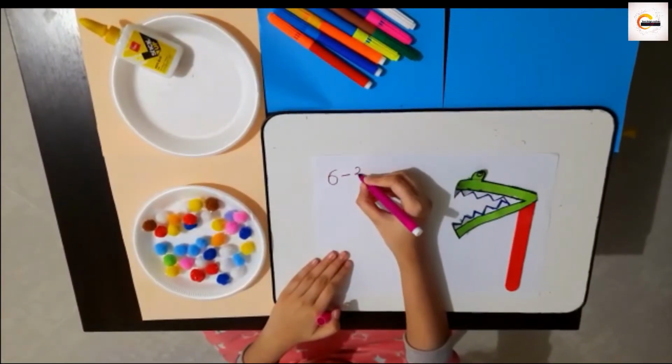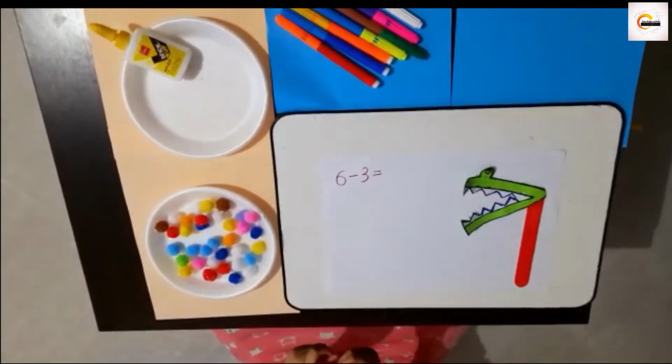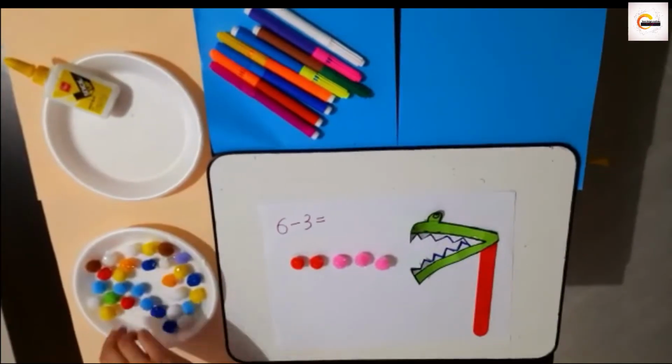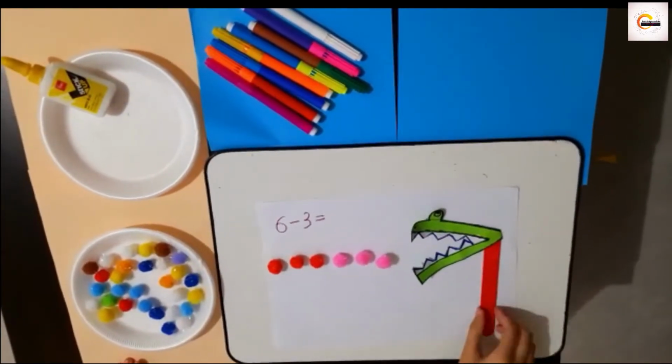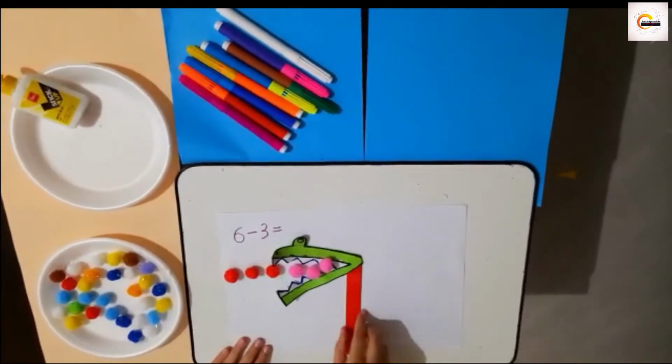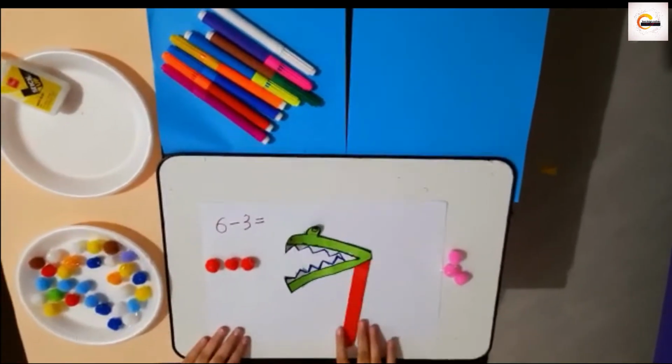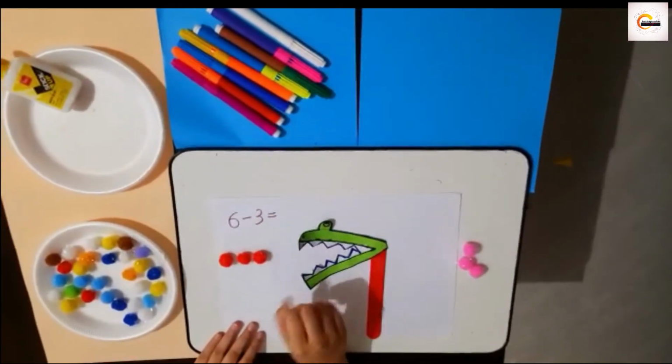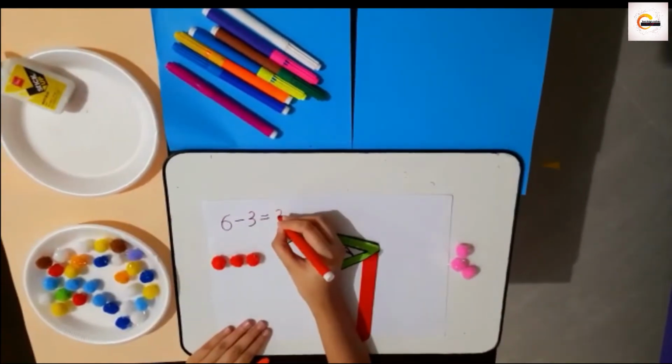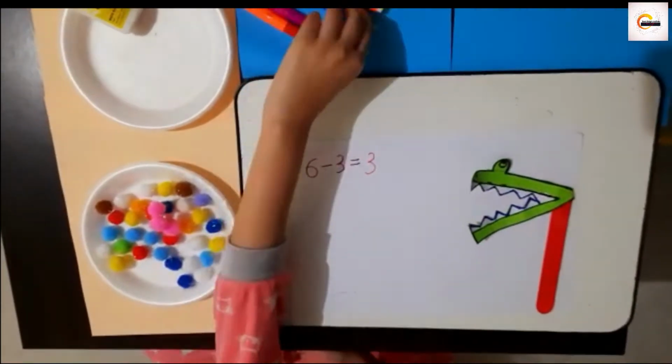Mr. Big Mouth Crocodile loves to eat gumballs. There are 6 gumballs. He eats 3. How many gumballs left? 6 minus 3 equals 3. 3 gumballs are left.